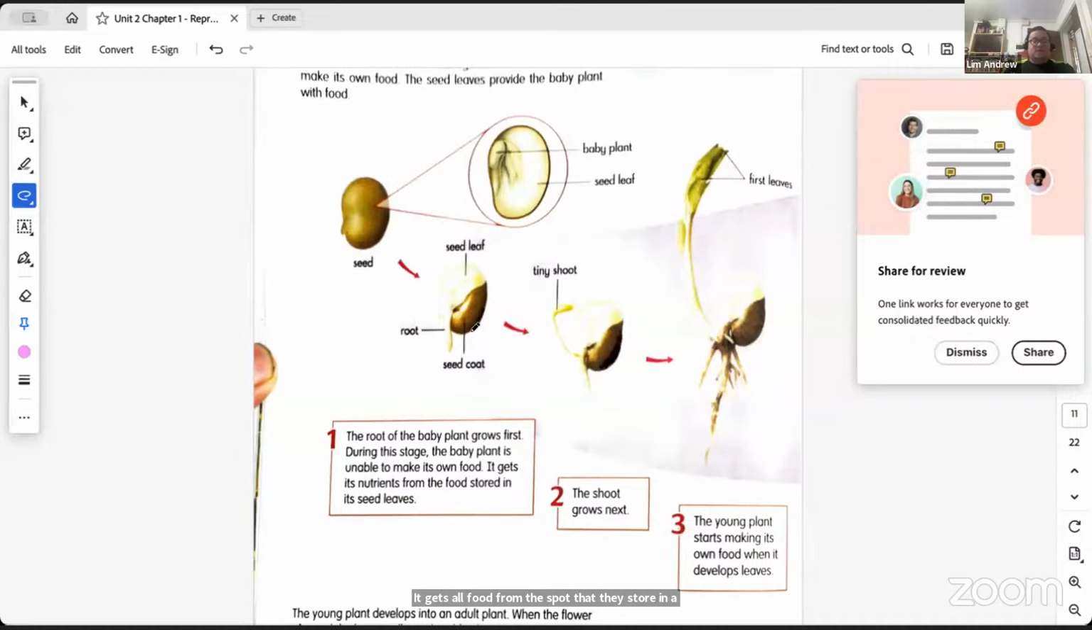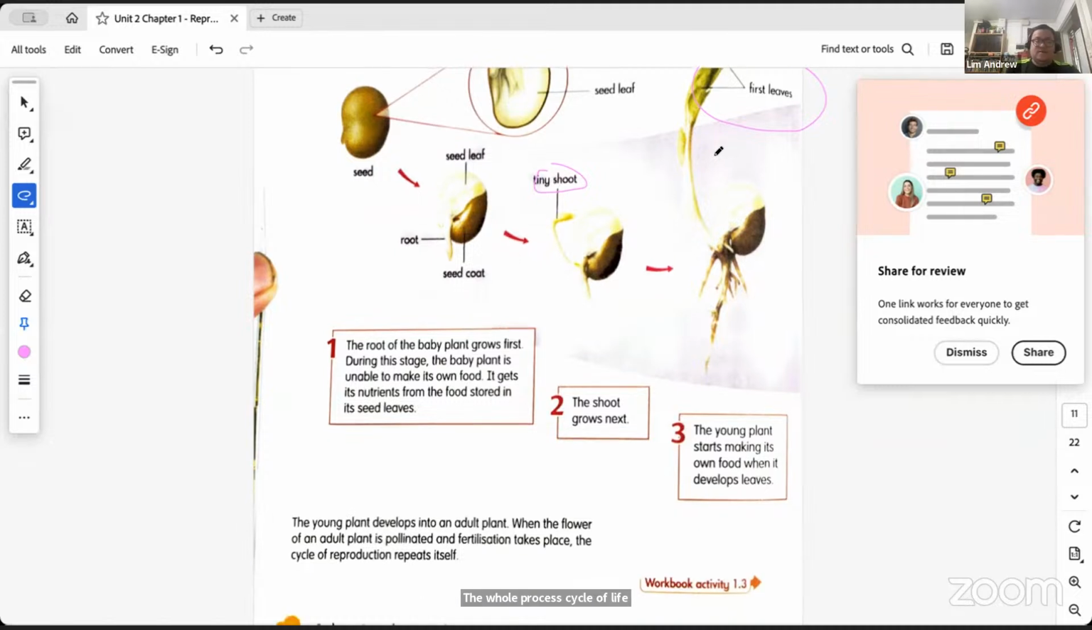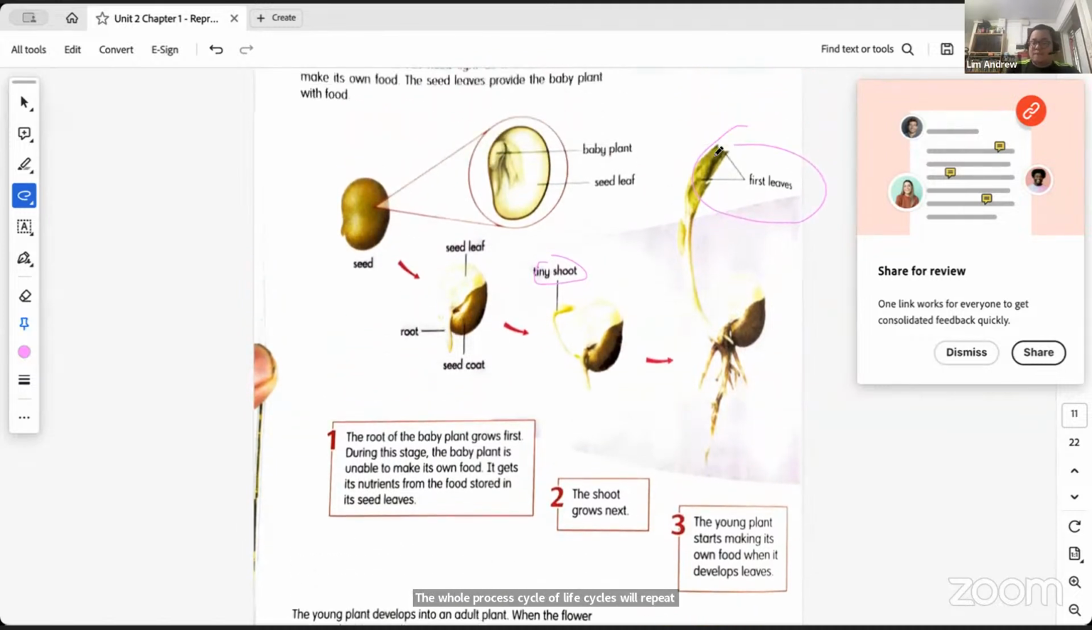After the roots have grown, the shoot grows next. Then, once the plant develops its first leaves, it will start to make its own food once these first leaves are fully developed. The young plant will then develop into an adult plant, and once the flower of the adult plant is pollinated and fertilized, the whole life cycle will repeat itself. So that's how the life cycle of a plant works.